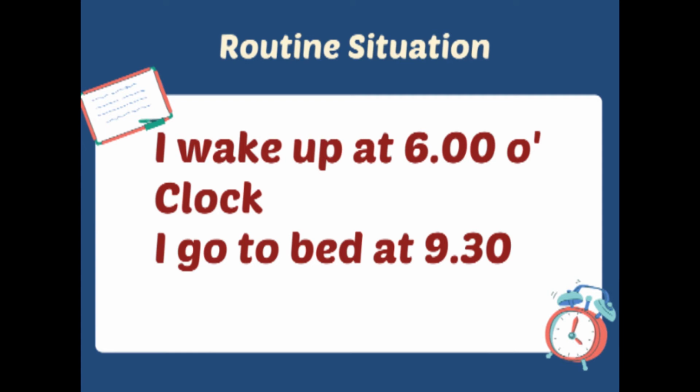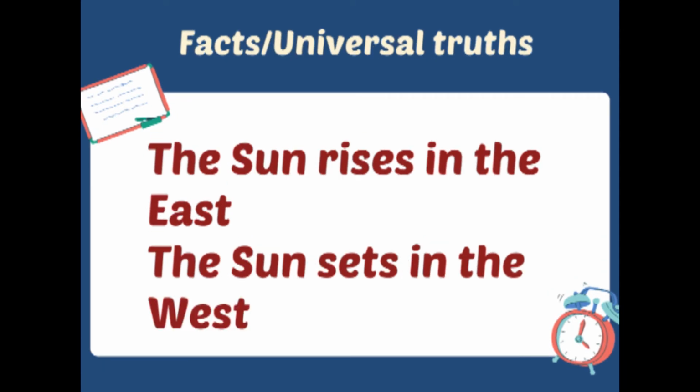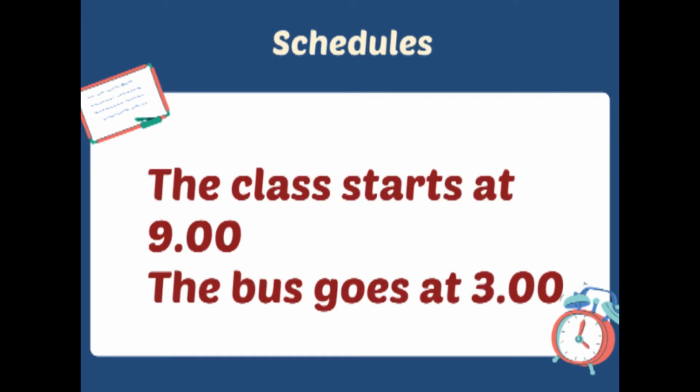The other situation is facts. The sun rises in the east. The sun sets in the west. So these are the things that are always true. Universal truth, we call it. Next one is schedules. Schedules means the timing. That means our class starts at 9 o'clock. The bus goes at 3 o'clock. That means regularly the bus goes at 3 o'clock. Our class also starts at 9 o'clock every day.